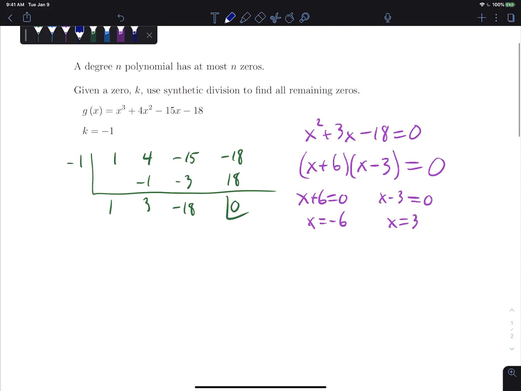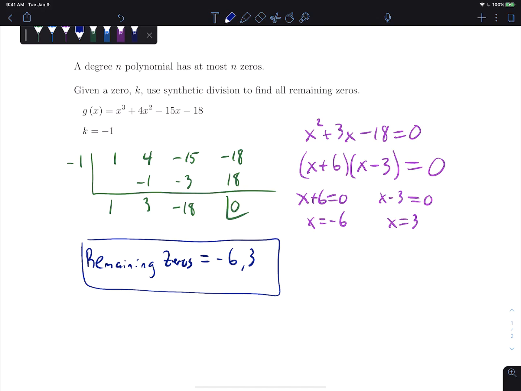Alrighty. We actually have already solved this, so the remaining zeros are the -6 and 3. And that answers the question. And again, remember that all zeros here are going to be the -6, the -1, and the 3.